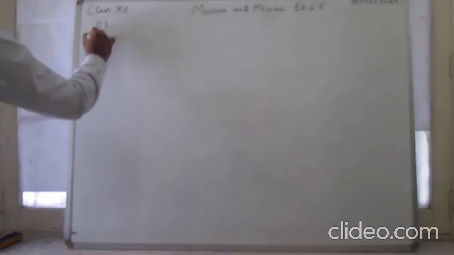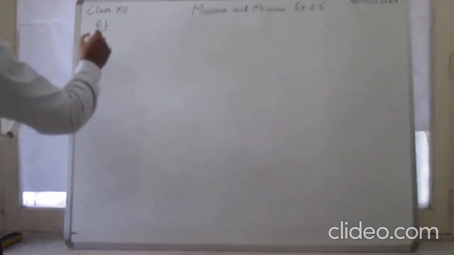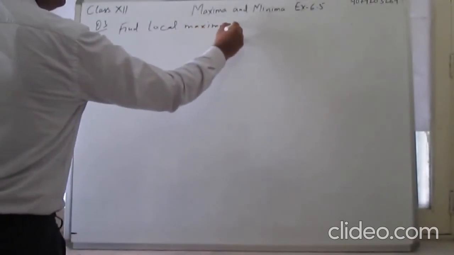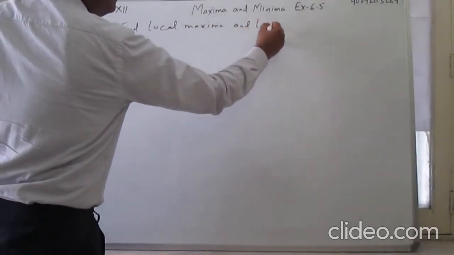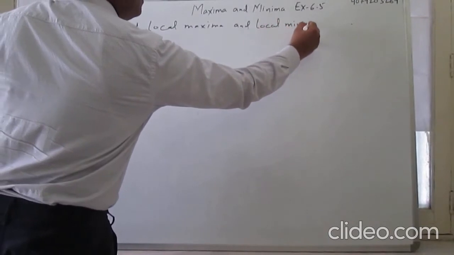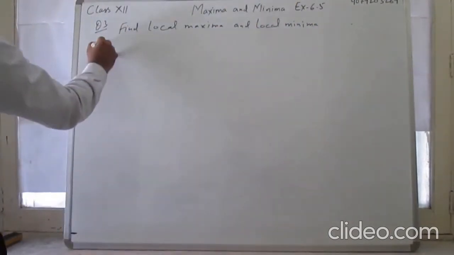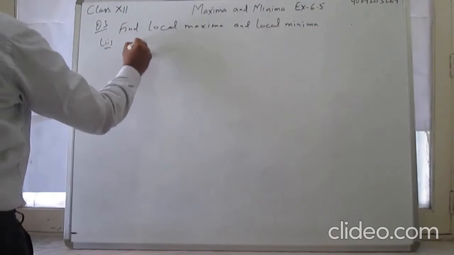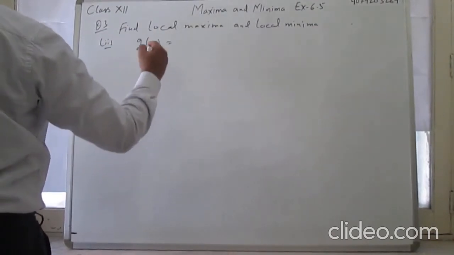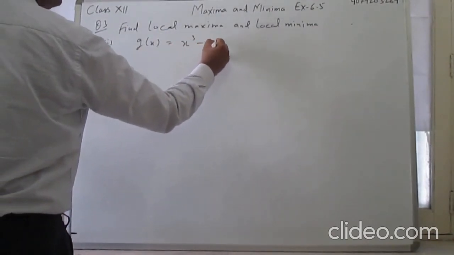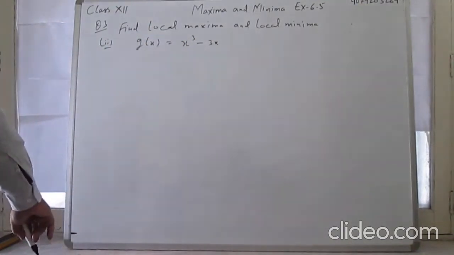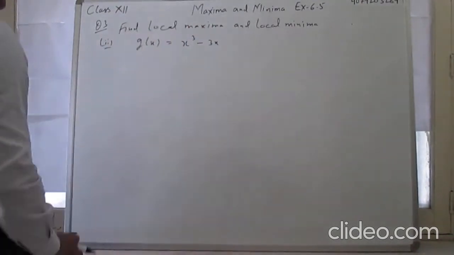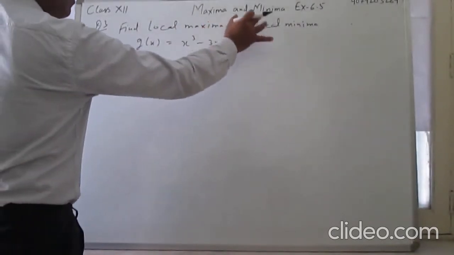Question third, second part. Find the local maxima and local minima. Second part, g(x) is given to you, x cube minus 3x. So we have to find local maxima and local minima.